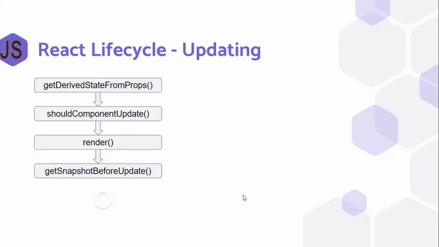First is the previous props and the second is the previous state. And next, componentDidUpdate is called, and in this method we can give an alert that updation is successful. So let us see the code for the updating phase.